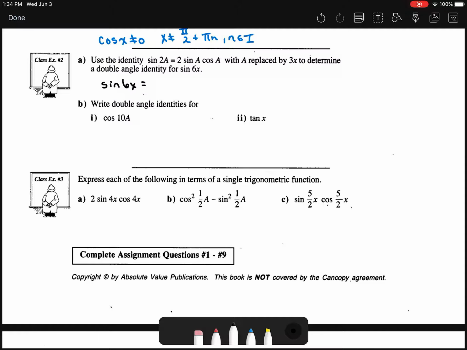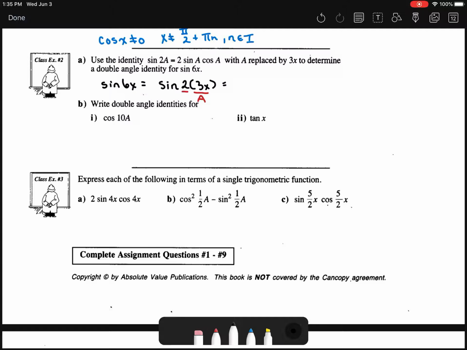If I wanted to write that as a double angle identity, well, that would be the sine of 2 times 3x. 2 times 3x is 6x, is it not? What I've done here is written it as a double angle identity. It's the sine of 2, and this whole thing in this case is like your a. You're using 3x instead of a, which is what they're telling you to do.